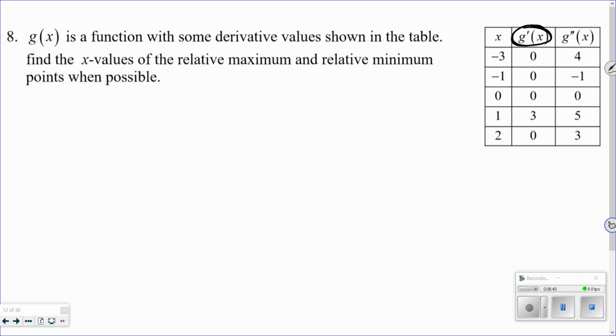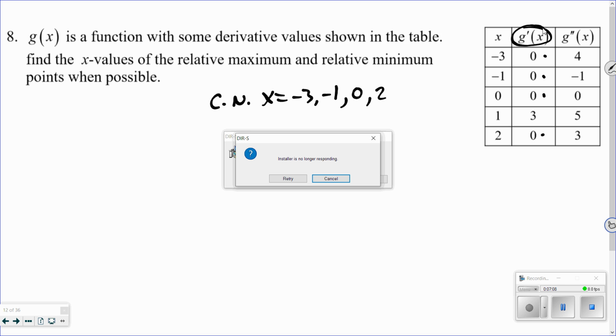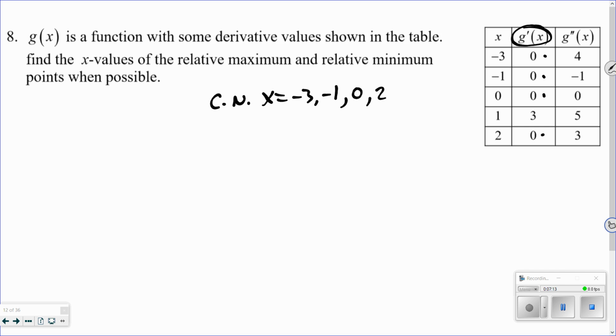Here's my first derivative. It's equal to 0 there, there, there, and there. So those are my possible relative maxes or relative mins. Let's put that down. Those are my critical numbers. So critical numbers at x equals -3, -1, 0, and 2. Okay, now look at the second derivative. And I can't use the first derivative number line because there's no way to find those. Sorry about that. So I'm going to look at the second derivative instead.